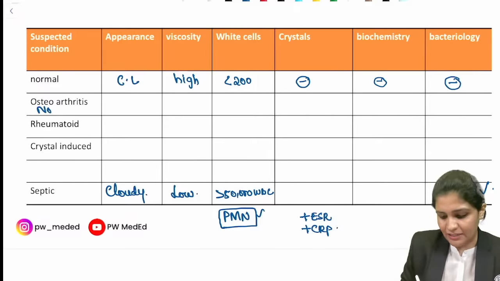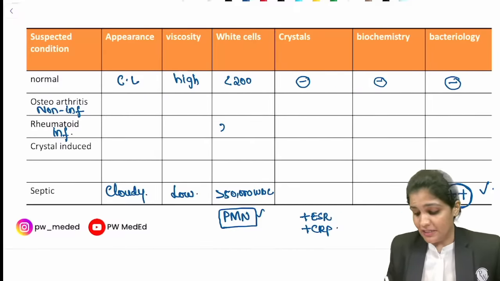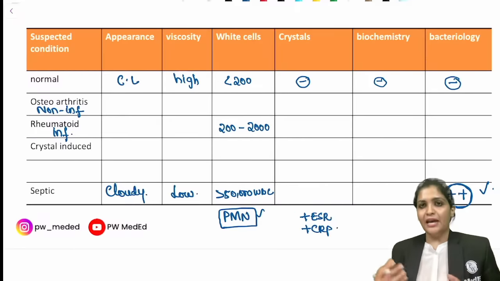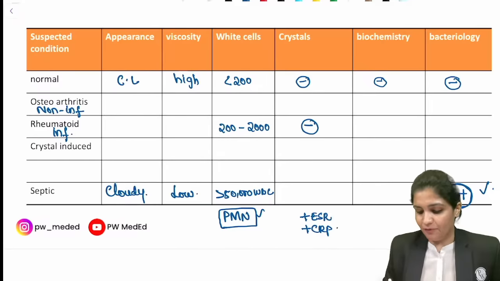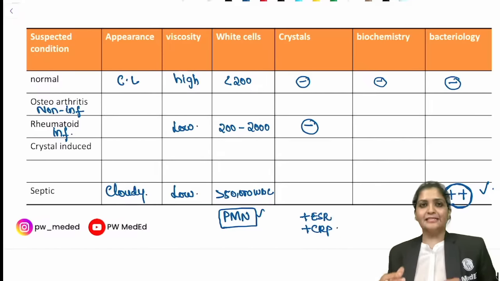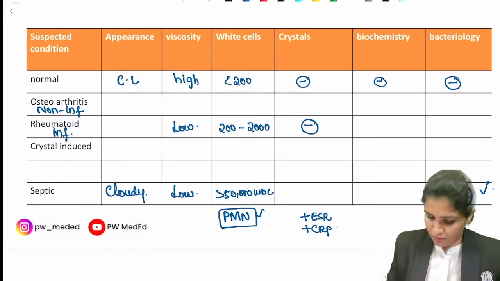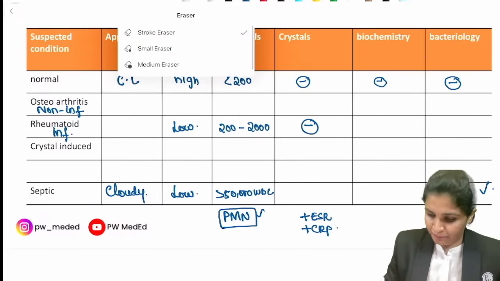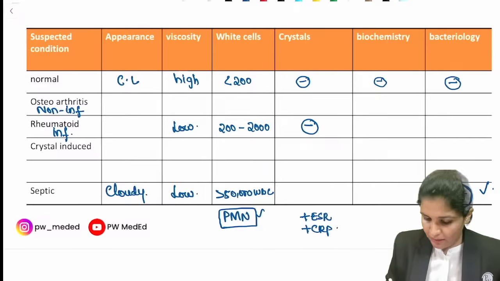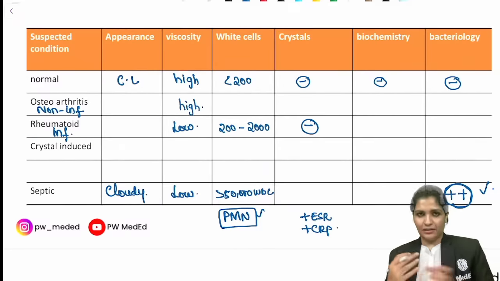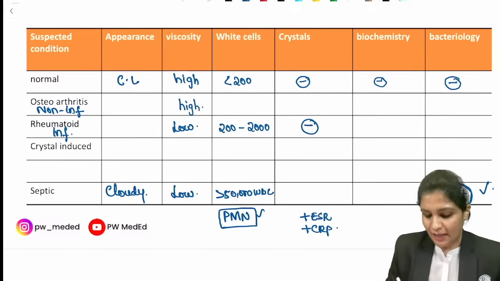If it is osteoarthritis, I've already told you this is non-inflammatory, so you can also deal with it as a non-inflammatory condition, and this is the inflammatory condition. In case of inflammatory condition, the cells will be somewhere around 2000. WBC will be increased because of the inflammation, right? Because of the increase in the cells, the viscosity also will be low. In osteoarthritis, the non-inflammatory one, the viscosity still can be high and still it is yellow color or colorless.